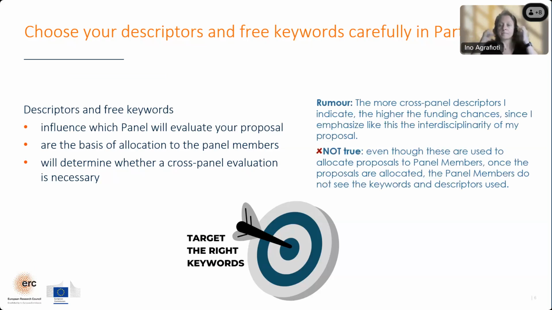And there is also another rumor circulating that the more cross-panel descriptors you indicate, the higher funding chances you will have, because you will somehow emphasize the interdisciplinarity of your proposal. But again, this is not true, because this will not help you to make your proposal look better. The descriptors and the keywords are used by us, the scientific officers and the panel chairs, to better allocate your proposal, to allocate it to the right panel members with the right expertise. But once your proposal is allocated to the right people, the panel members will not see the keywords and will not see the descriptors you used. They will only read your CV and your proposal.